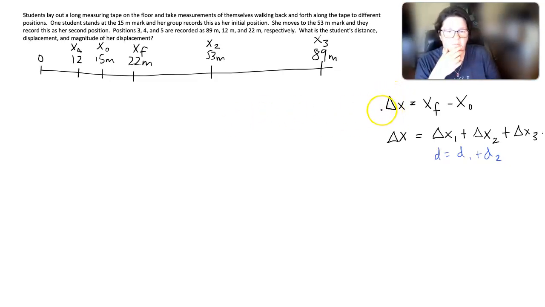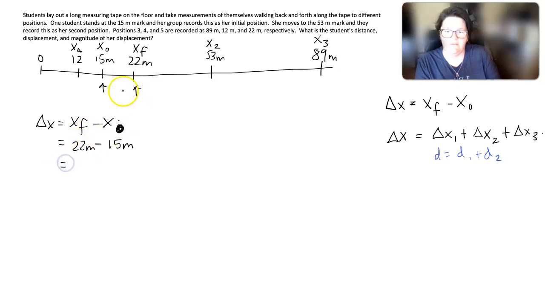So we don't have individual displacements. We have the positions. And so for displacement, it really doesn't matter that she went back and forth, front and back. All we care about is her initial position and her final position. So we need to do final minus initial position. Her initial position is right here at 15. And her final position was at 22.